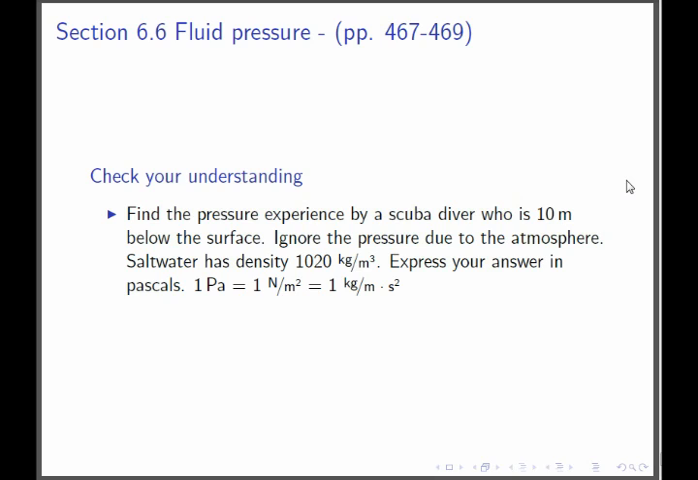You're going to find the pressure experienced by a scuba diver who is 10 meters below the surface. And I do want you to ignore the pressure due to the weight of the atmosphere. Just find the pressure due to the water that lies above the scuba diver. And here's the important information that you'll need. And I want you to express your answers in units of pascals. That's the standard unit of pressure in metric. And it's defined to be 1 Newton per square meter.